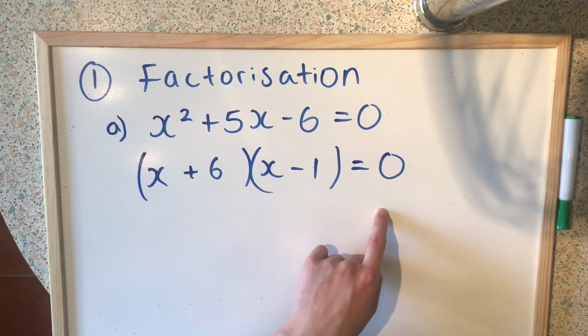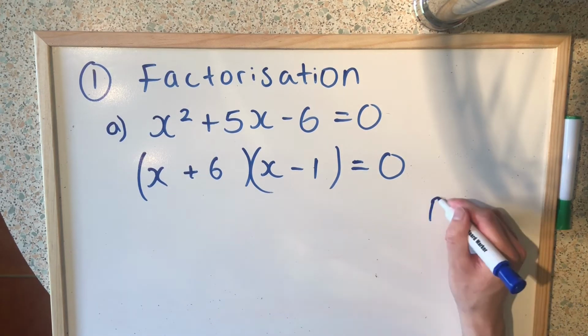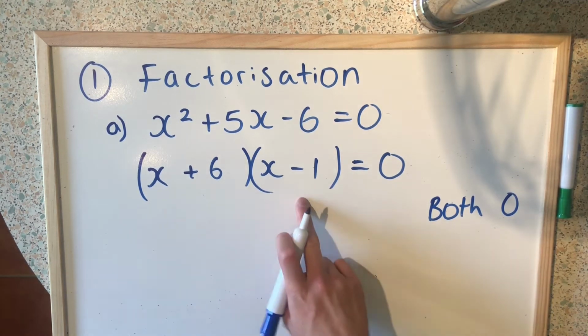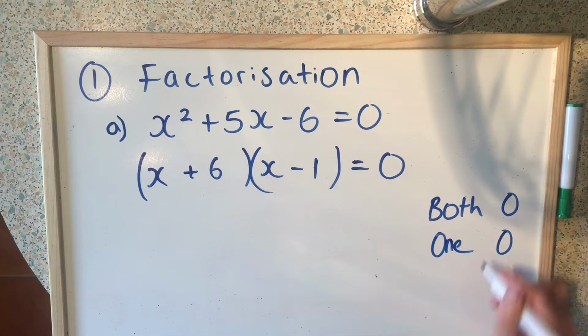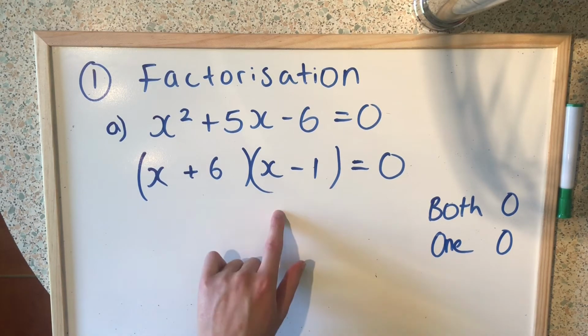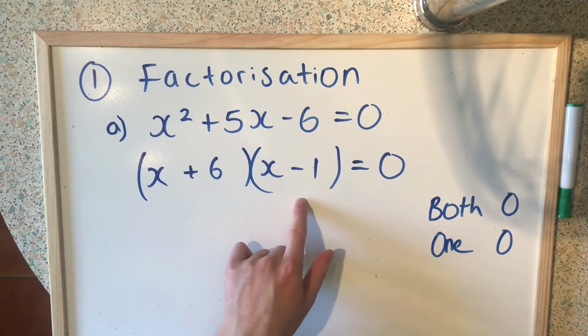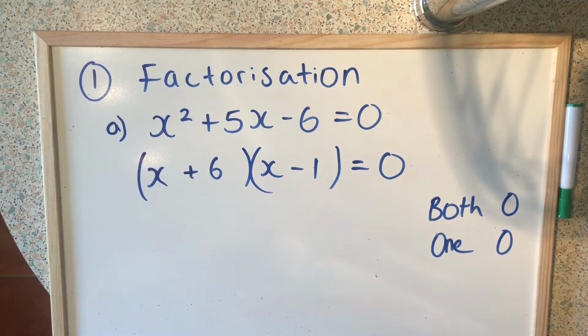So whenever we have two numbers that multiply together to give 0, that means at least one of the numbers must be 0. Because we've got two different numbers here, x plus 6 and x minus 1, one of these numbers will be 0.